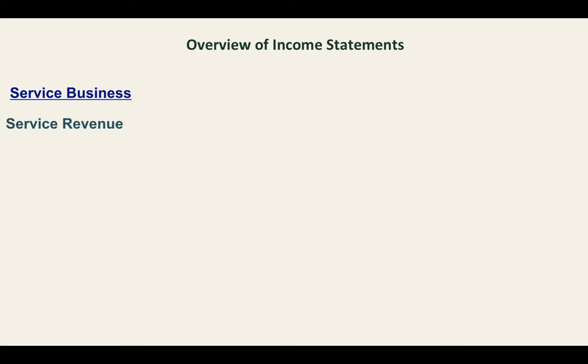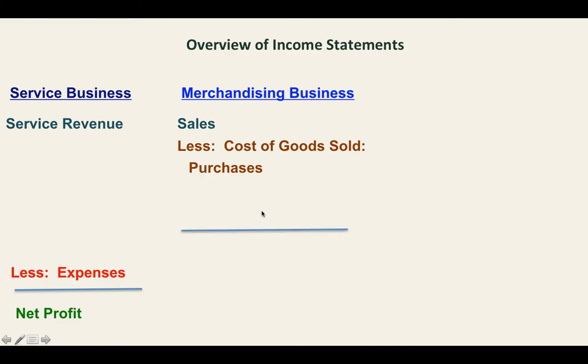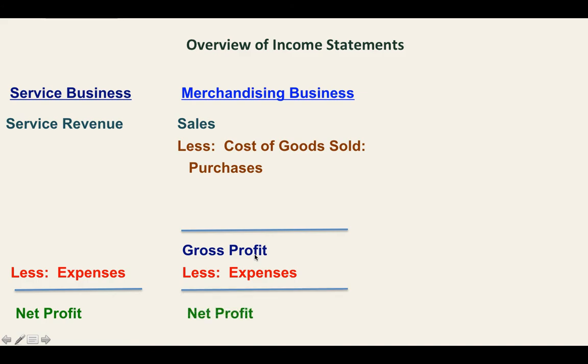Okay, class? So, in summary, class, let us have an overview of income statements. For a service business, you have your service revenue or service income, less expenses will give you your net profit. For merchandising, you have your sales, less cost of goods sold. By the way, your cost of goods sold is the cost of the purchases that you have made for the items that you are going to sell. That will give you your gross profit, less expenses will give you your net profit.